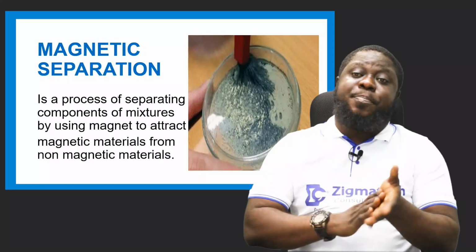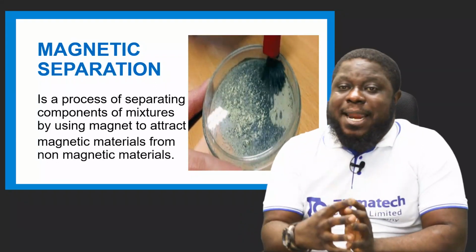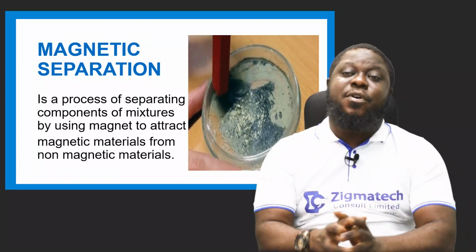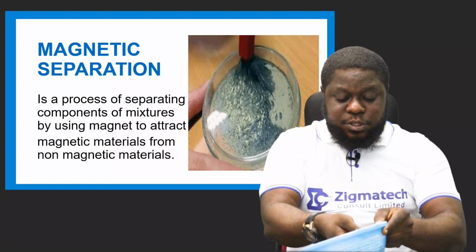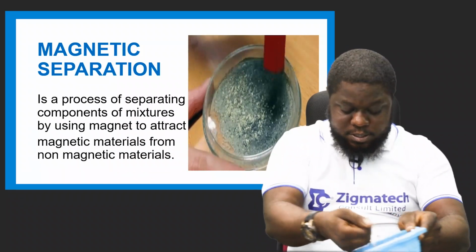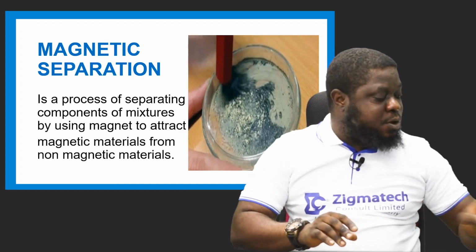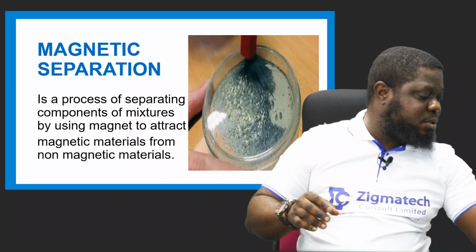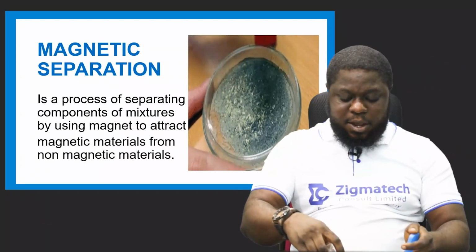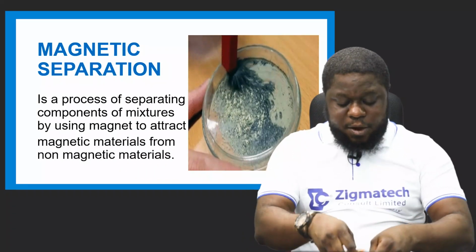Now, the next one is magnetic separation. Magnetic separation is the process of separating components of mixtures by using a magnet to attract magnetic materials from the non-magnetic materials. Now, let me use these beans again, and let's say office pins. I'm using beans and office pins.